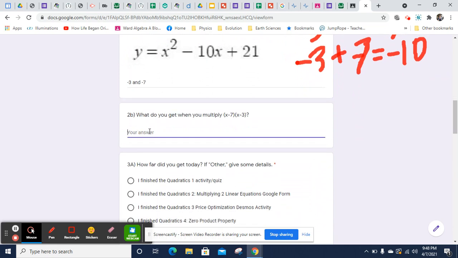Now, what happens when we multiply all that out? x times x, of course, is x squared. Negative 7 times negative 3 will end up being positive 21. And then there's the middle stuff. x times negative 3 will be negative 3x, and negative 7 times x will be negative 7x. I've got negative 3x and negative 7x. They combine to make negative 10x.